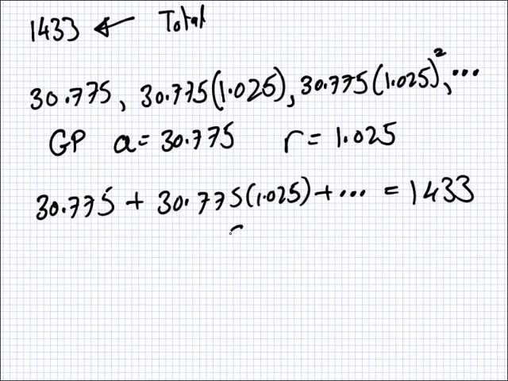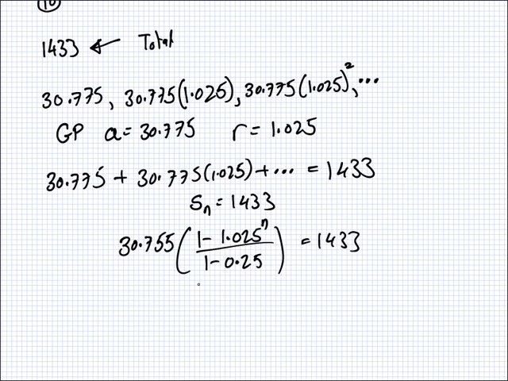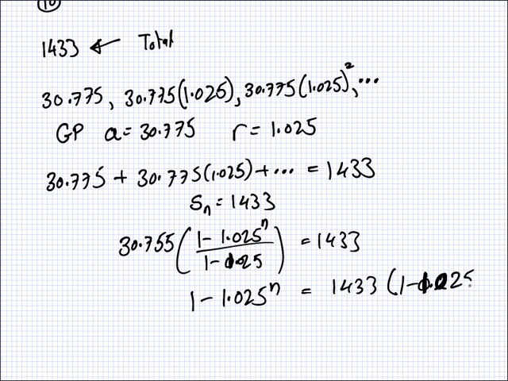So, we need to solve Sn equals 1,433. So you have a times 1 minus r to the power n over 1 minus r. That's equal to 1,433. Now, we can do a little bit of cleaning up here, because what we can do is bring this up and bring this down. So we get 1 minus 1.025 to the power n equals 1,433 times 1 minus 1.025 over 30.755. Can someone tell me what we have on the right, please?